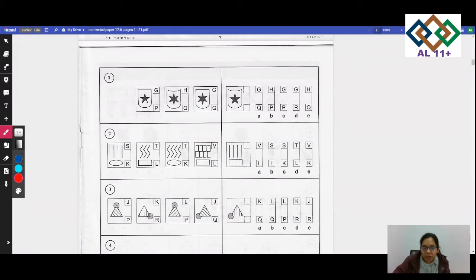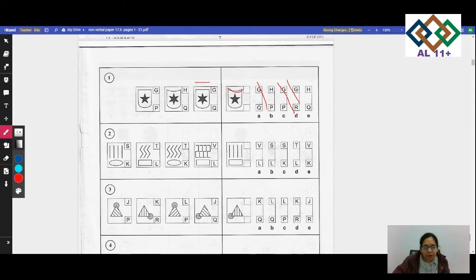So if I look at this shape here, this one has a straight line, so it cannot be G. G cannot be the first letter. So the first letter would be H. So the first letter is H.